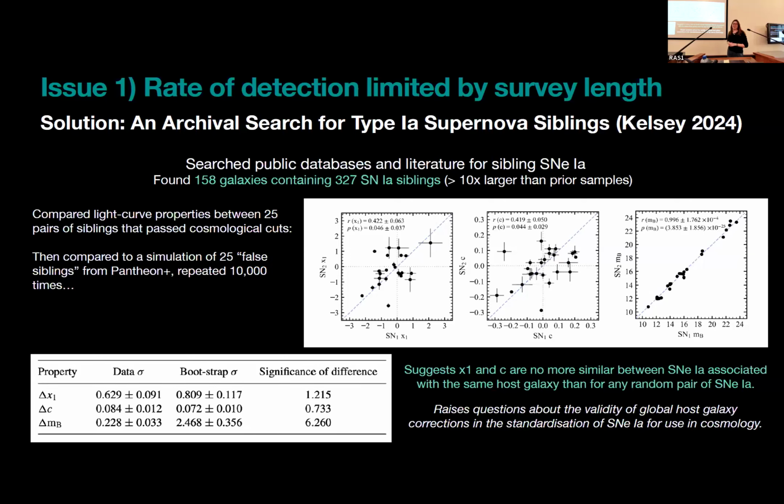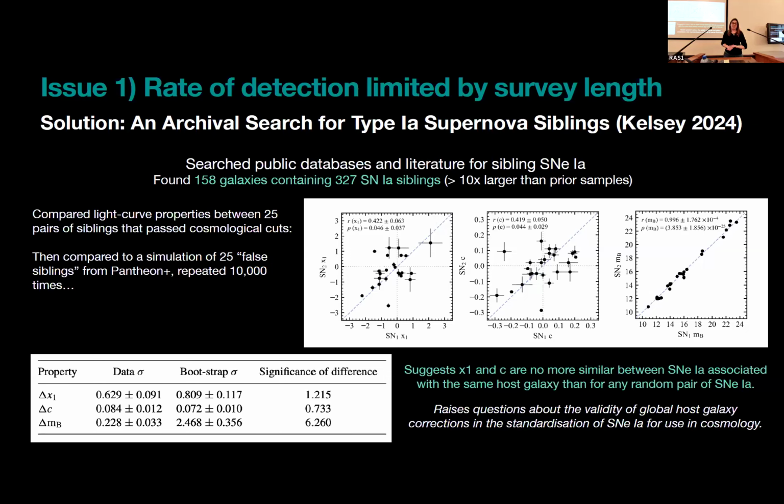To solve issue 1, which is that the rate of detection is limited by your survey length, I started to look at the archival data. When I started looking at this archival data, I thought, okay, maybe I might find 10 of these systems. I wasn't too hopeful. What I actually found was 158 galaxies containing 327 Type Ia supernova siblings, which is a factor of 10 times larger than prior samples looking into this. So I really felt, okay, why is no one looking at this? It's an untapped gold mine here.